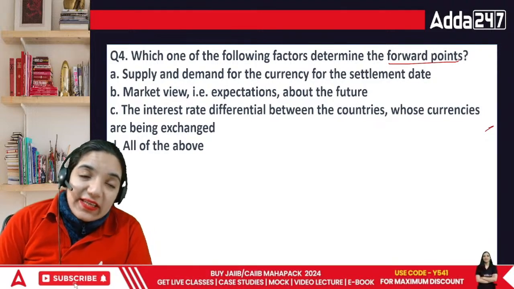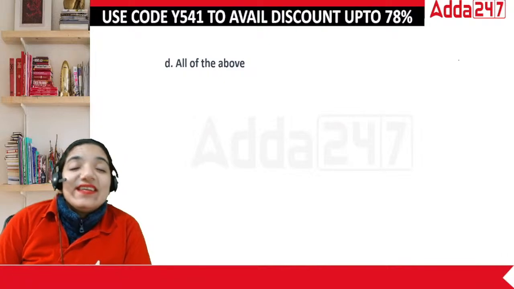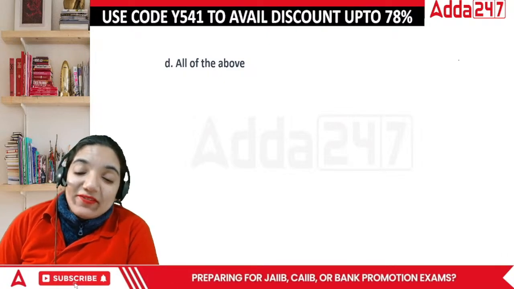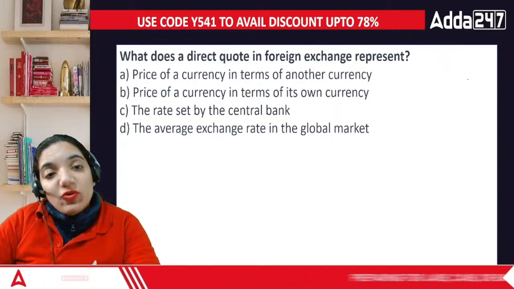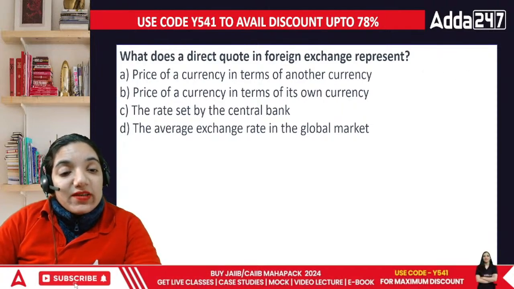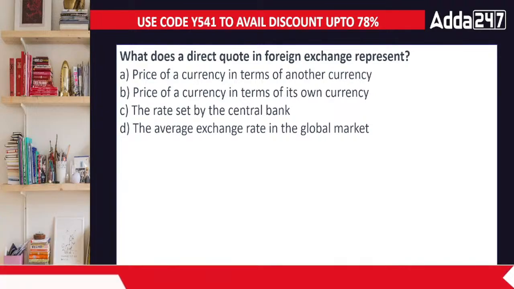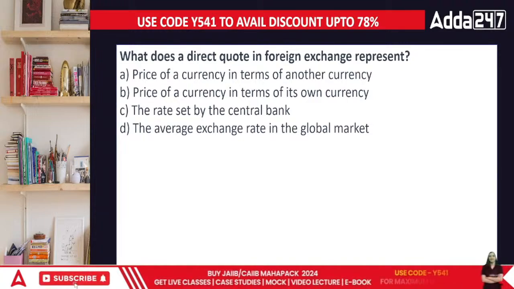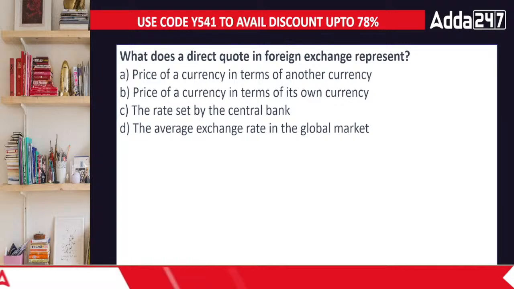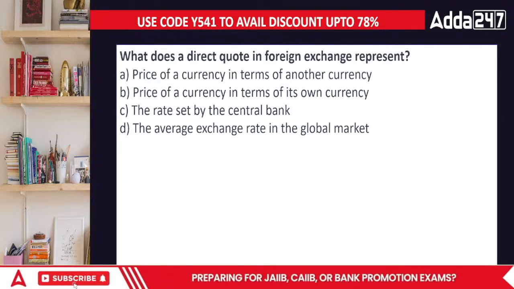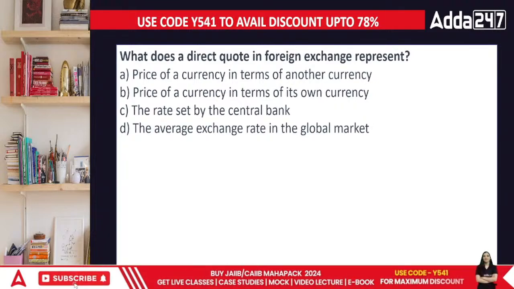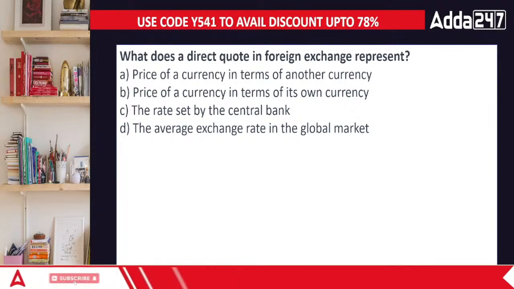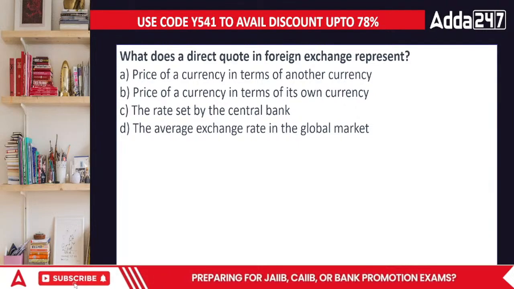The forward rate includes all these 3 points. The answer is all of the above. Here comes the next question. What is the direct quote for foreign exchange, everyone? What does the direct quote for the foreign exchange represent? Price of the currency in terms of another currency, price of the currency in its own currency, the rate set by the central bank, or average rate in the global market.